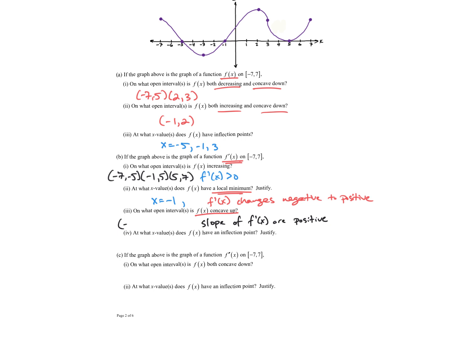From negative 3 to 2. And from 5 to 7. So f is concave up when f prime slope is positive. At what x values does f of x have an inflection point?